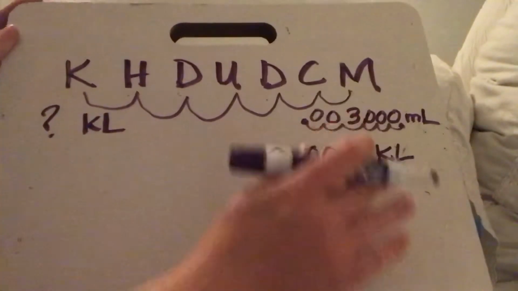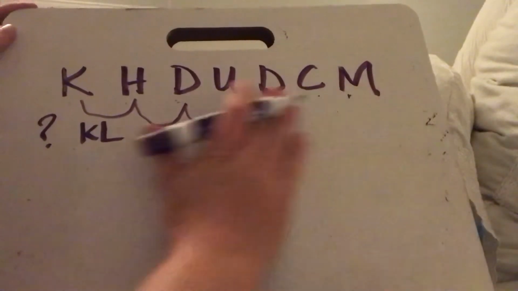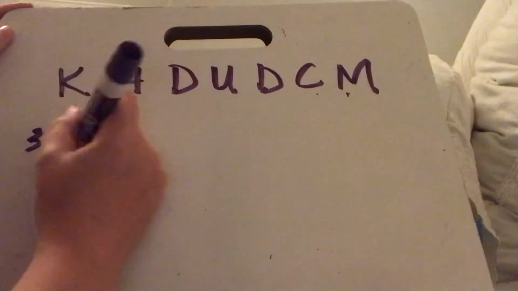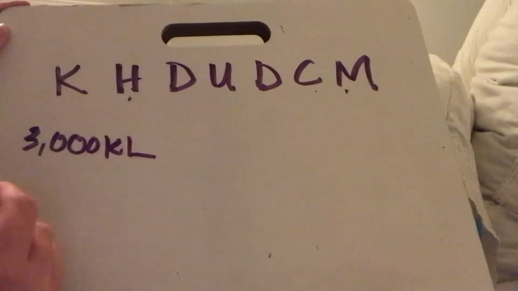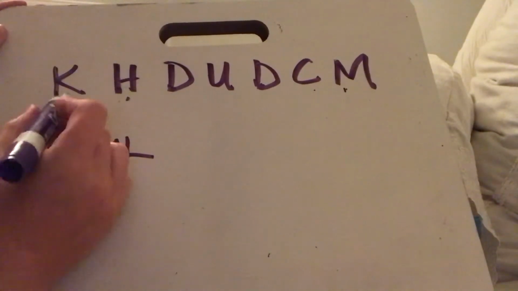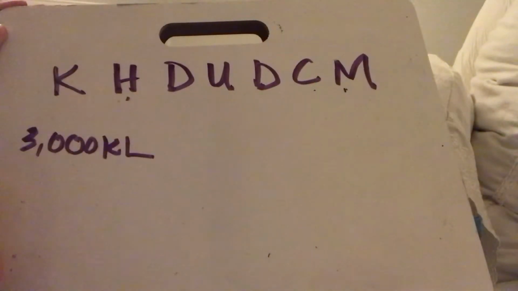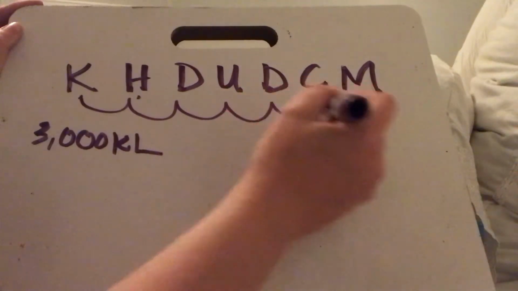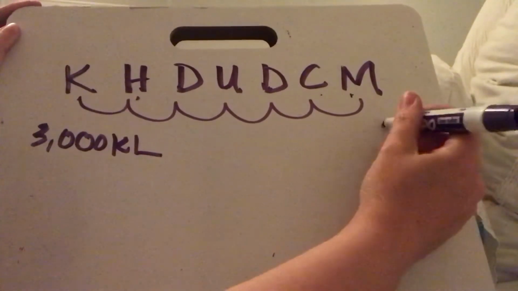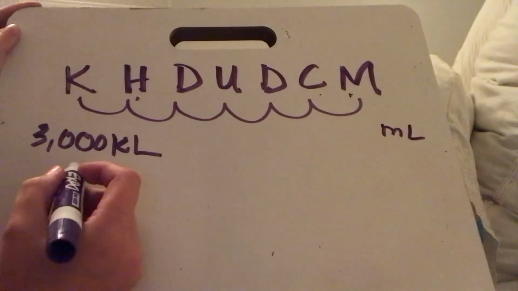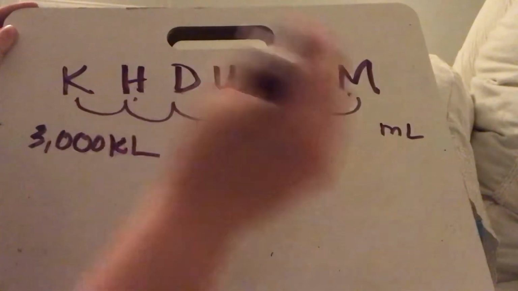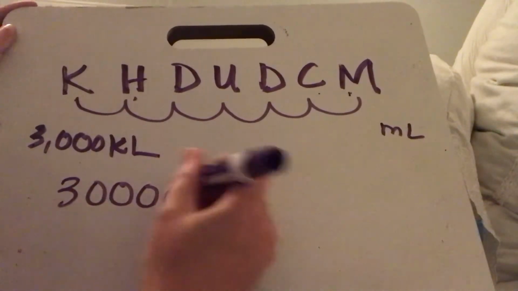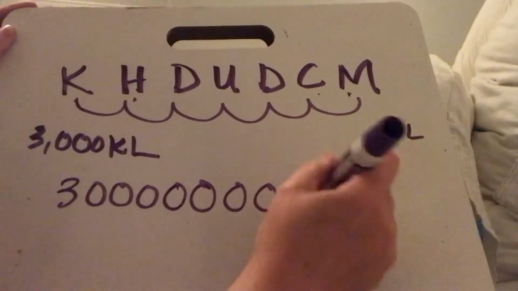Going the other way is easier because all you have to do is add on zeros. So if it was the opposite and we had 3,000 kiloliters, all we have to do is hop, and that's how many zeros we tack on. So we're starting here, 1, 2, 3, 4, 5, 6, to get all the way to milliliters. So that's how many zeros we tack on: 6. We've already got 3,000. We're going to tack on 6 more. 1, 2, 3, 4, 5, 6.